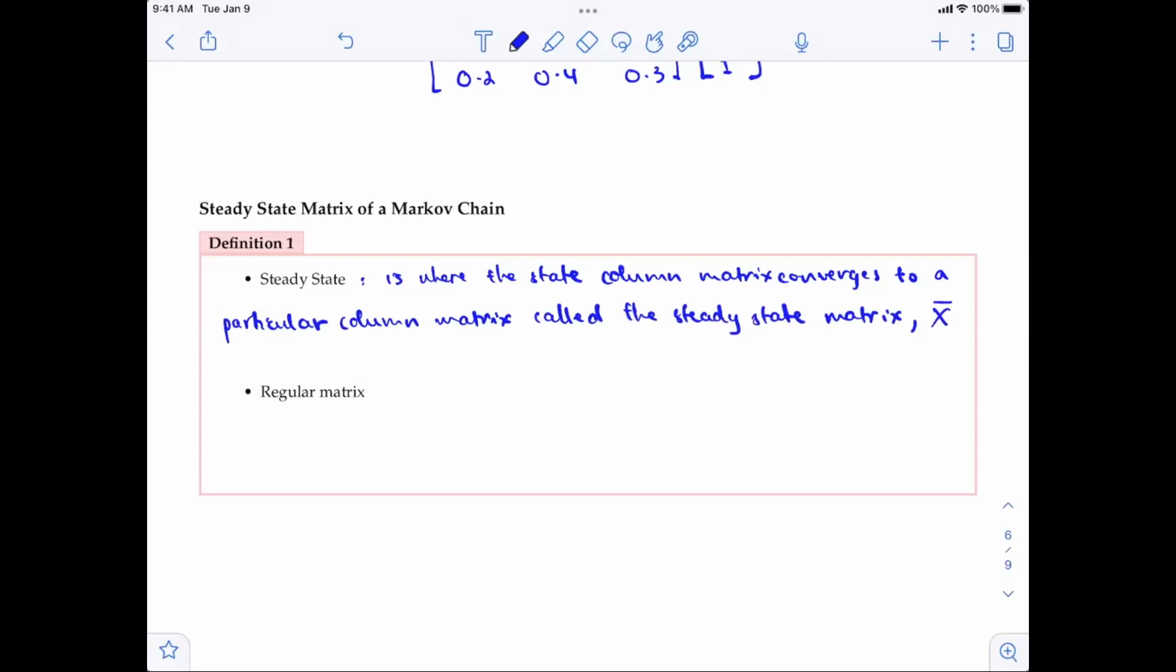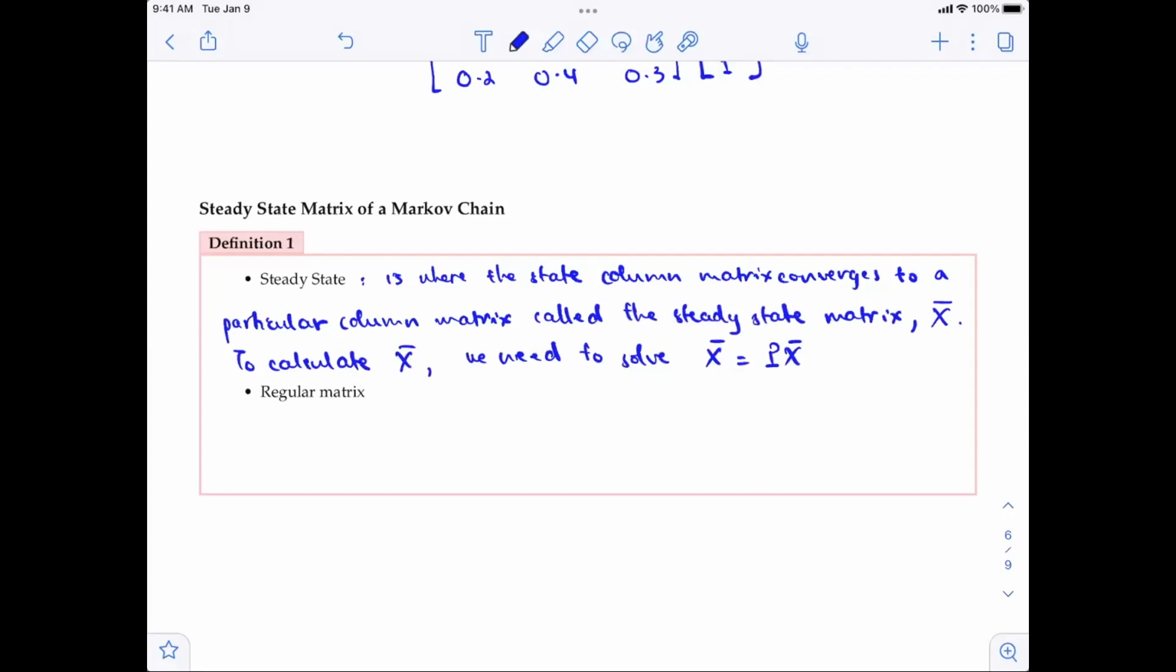And to calculate the steady state matrix, what you need to do is form the following equations to calculate x bar. We need to solve the following equation: x bar equal to P times x bar. P, again, is the stochastic matrix or the matrix of transition probabilities. We'll see that in the example later.